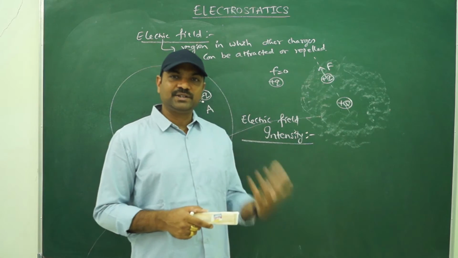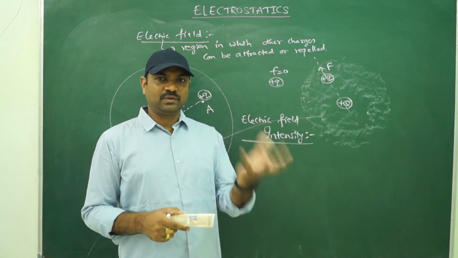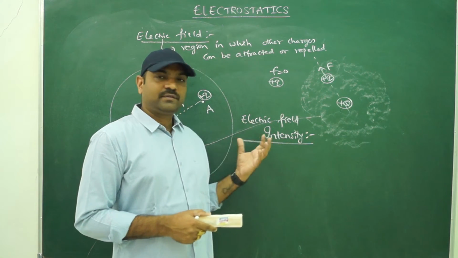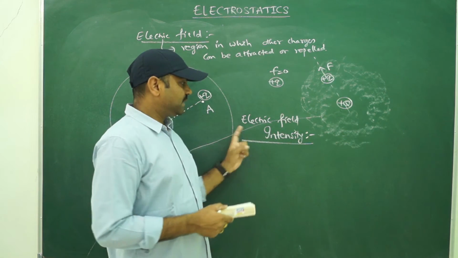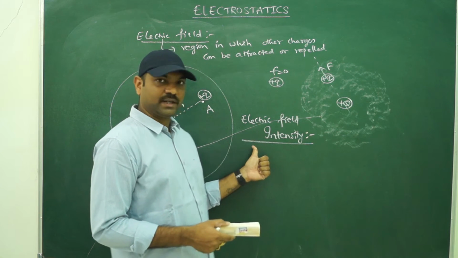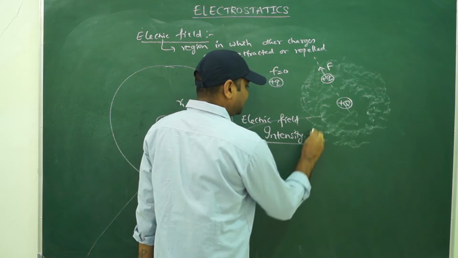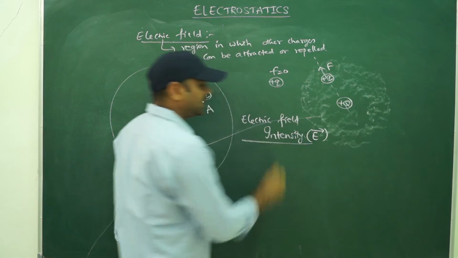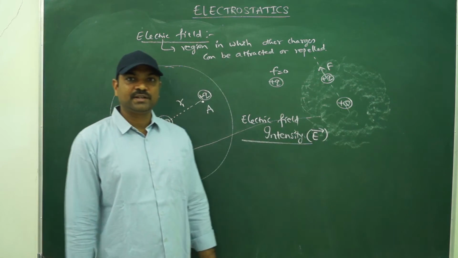Okay, electric field magnitude. Electric field magnitude means only magnitude it will tell you. Electric field value, again magnitude only. But electric field intensity will tell you magnitude as well as direction also. It's a vector quantity. Usually it is represented with E bar term. E bar is the representation of electric field intensity.